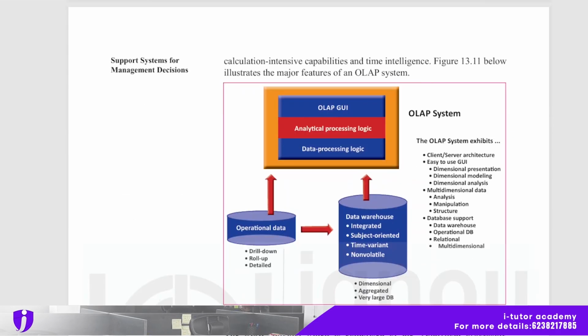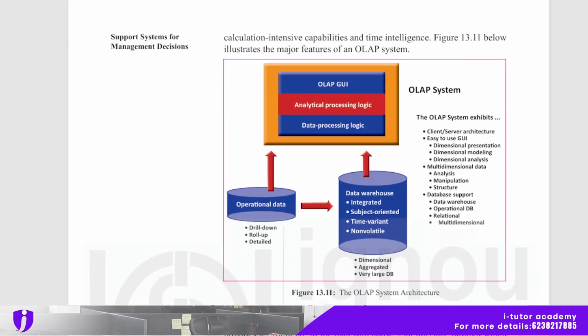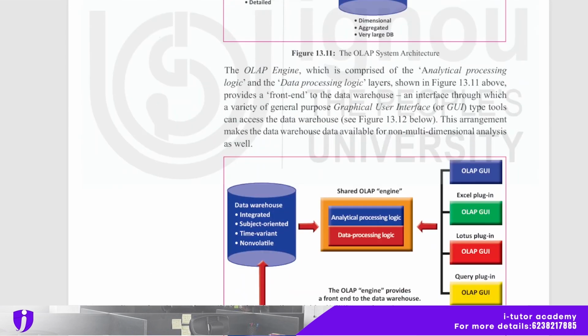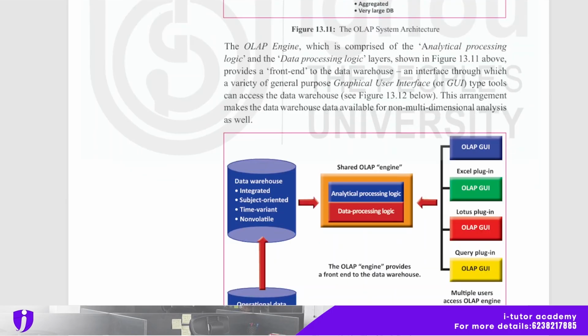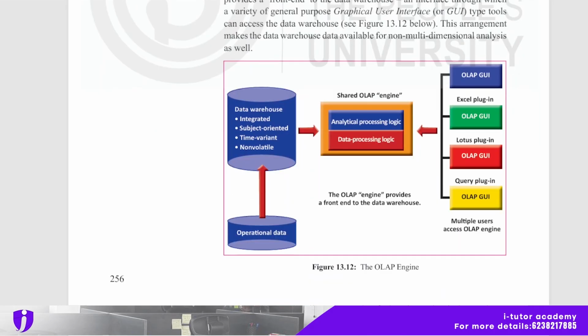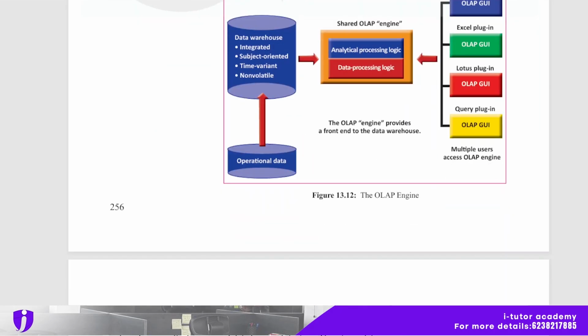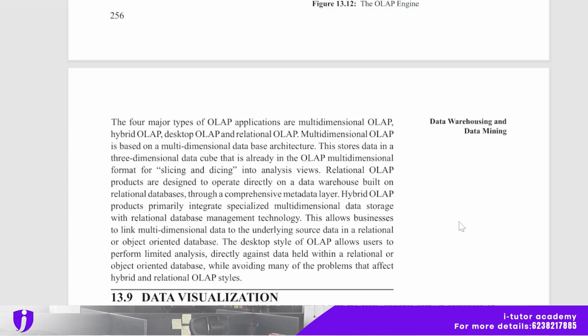So here is one figure, the OLAP system architecture. Please refer to the IGNOU study materials from your MMPC 008. The OLAP engine, which is comprised of the analytical processing logic and the data processing logic layer, and a graphical user interface type of tools can access the data warehouse. This arrangement makes the data warehouse data available for non-multi-dimensional analysis as well. So the OLAP engine is here. The four major types of OLAP applications are multidimensional OLAP, hybrid OLAP, desktop OLAP, and relational OLAP.